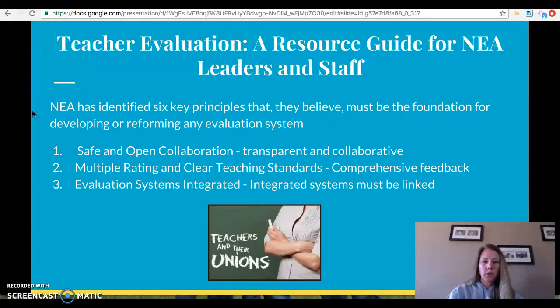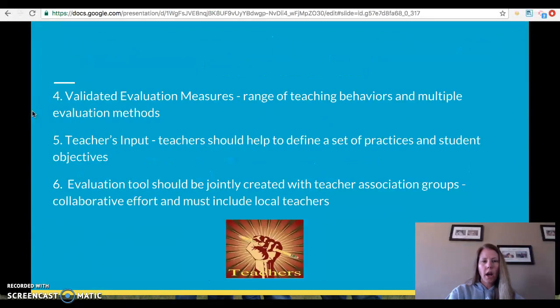Number two, multiple ratings and clear teaching standards, so having a comprehensive feedback system. Number three, evaluation systems integrated. So integrated systems, they must all be linked. You're not just using one type of evaluation system. Number four, validated evaluation measures, a range of teaching behaviors, and multiple evaluation systems and methods.